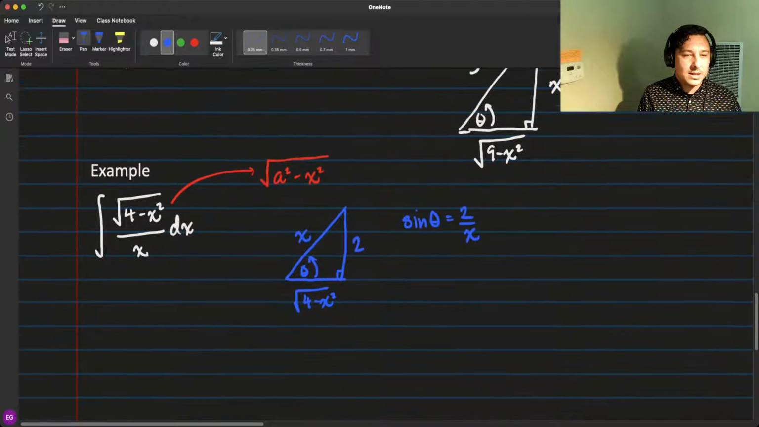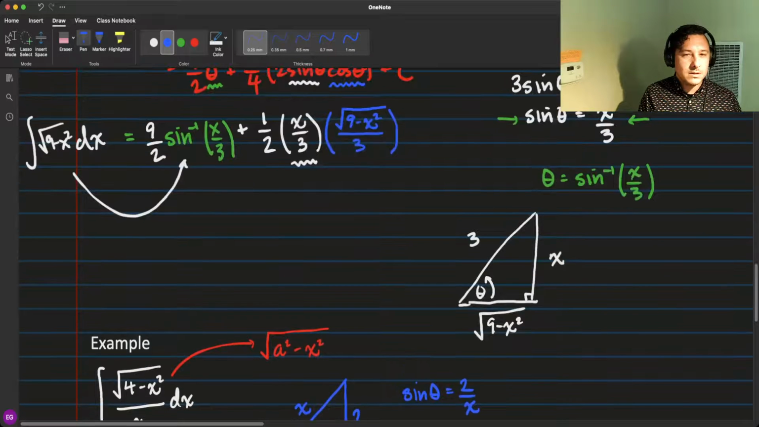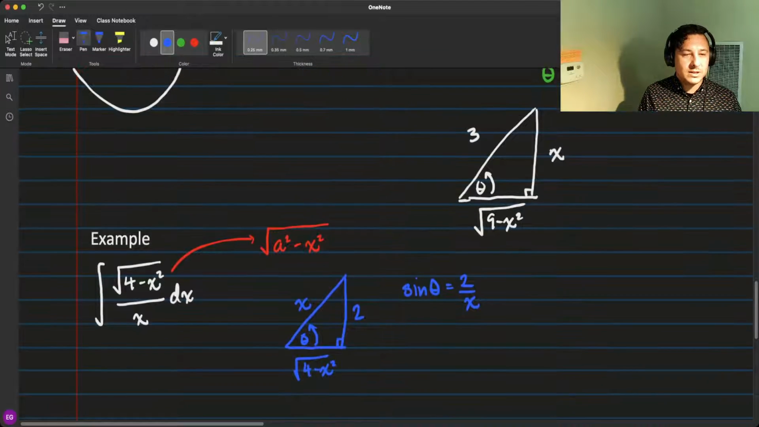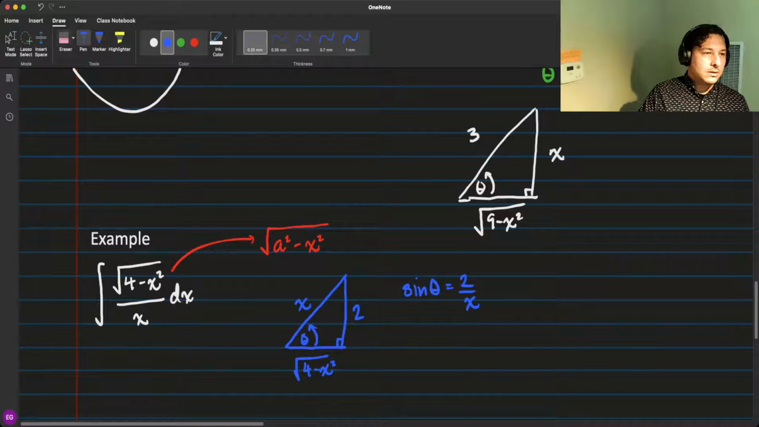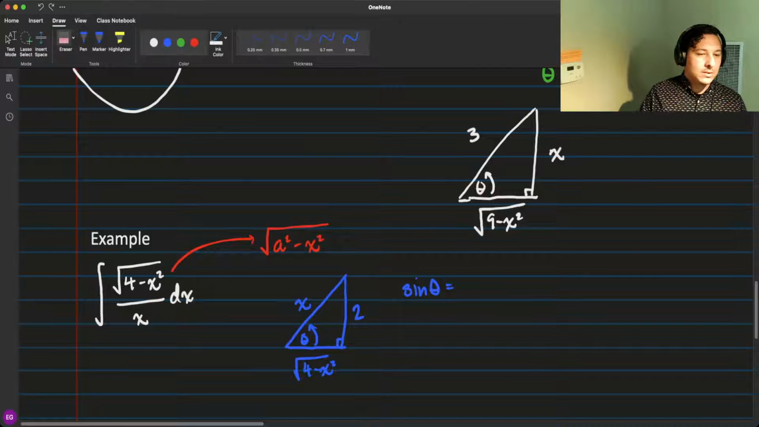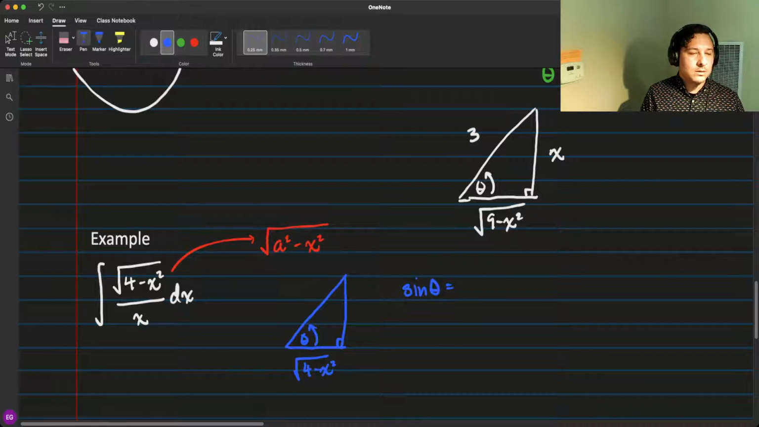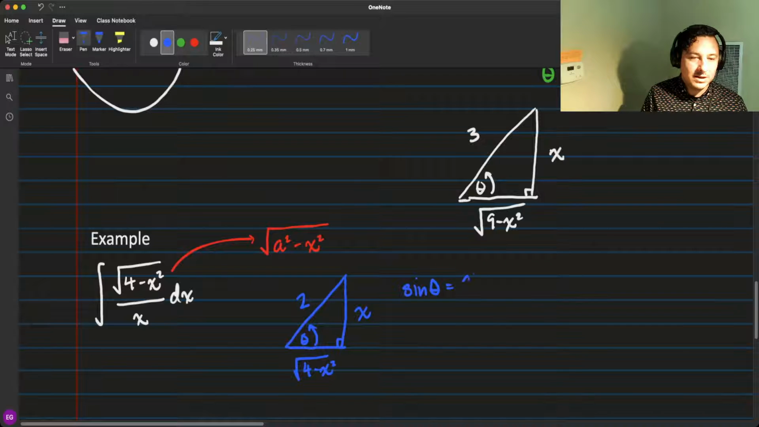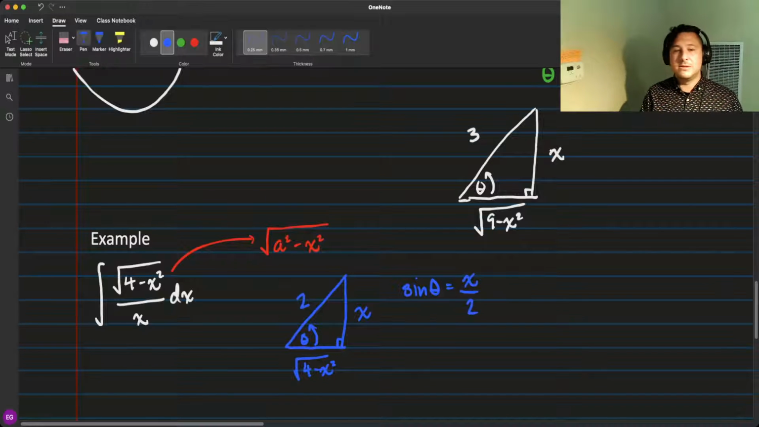Wait, I messed up. Erase. I want to change how I set this up. Let's switch the x and the 2. I want x here and 2 there. Thank you. So sine of theta will be x over 2.